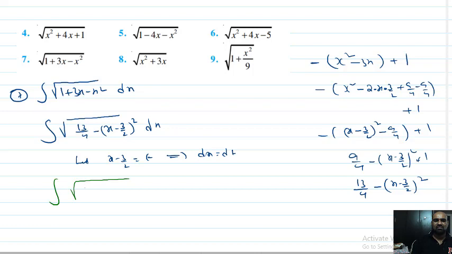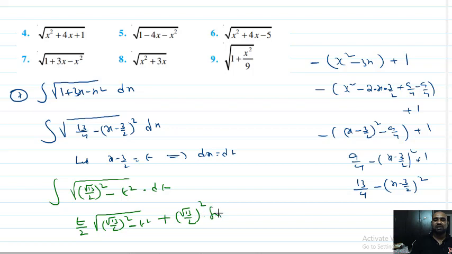Now, I want to change the total problem in terms of t. So, root over (root 13 by 2) whole square, a square, minus t square into dt. So what is the formula? T by 2 into root over (root 13 by 2) whole square minus t square, plus a square by 2. A means (root 13 by 2) whole square, a square, into sine inverse of x by a, means t by root 13 by 2. Now we need to simplify it.